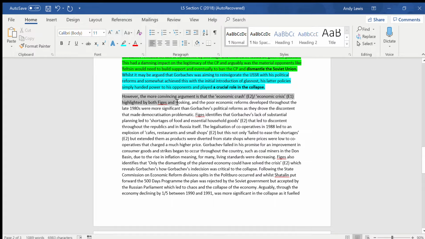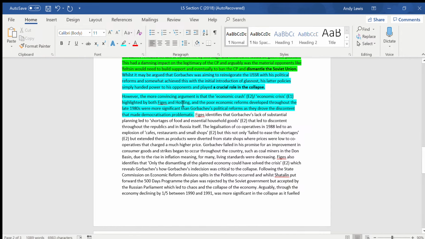However, the more convincing argument is that the economic crash or economic crises highlighted by both Feiges and Hosking and the poor economic reforms developed throughout the late 1980s were more significant than Gorbachev's political reforms, as they drove the discontent that made democratization problematic.